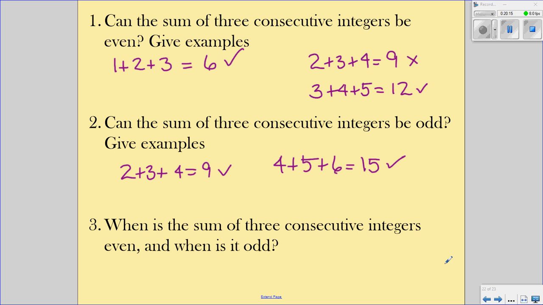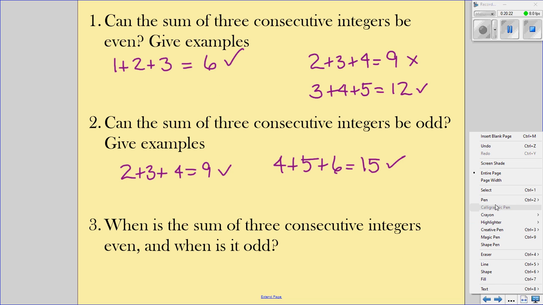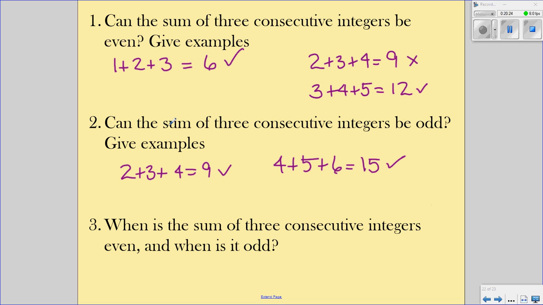Let's look back to what we just did in the first 2 problems. Let's see, what do we notice? Maybe you might be able to notice it too. So the ones that worked, so this and this, what do you notice about the numbers? See, 1 is odd, 2 is even, 3 is odd. So I'm going to put odd, even, odd. For this one's odd, this is even, and this is odd.